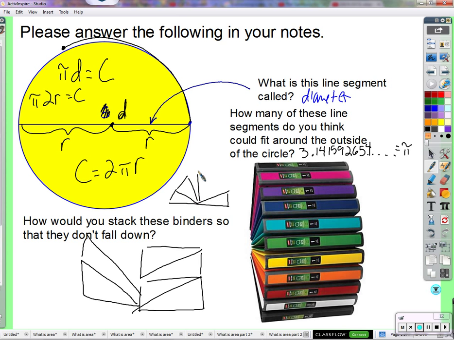Why don't we just fill the binders full of papers and they can be flat? Why don't we just do what? Fill them full of papers and then flat. I mean, that'd make sense. Flat? Okay. It's a paper though. But I said these binders are empty.